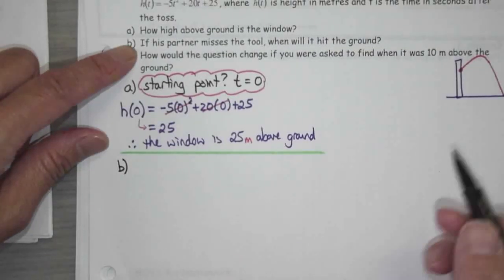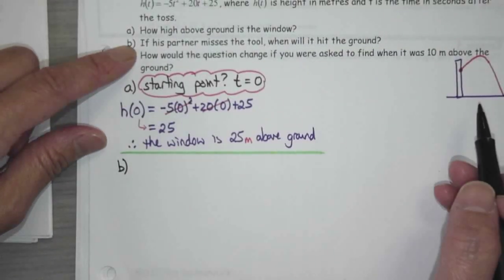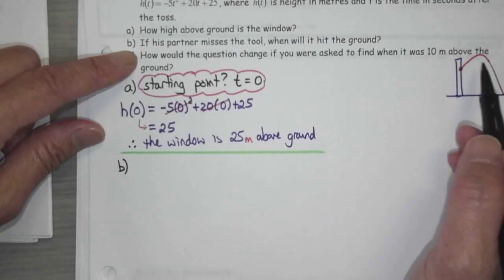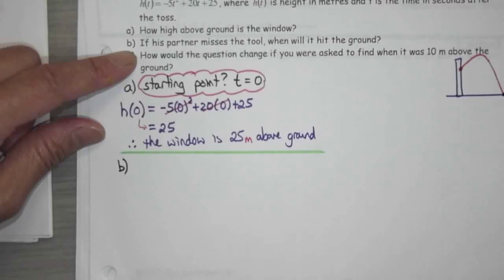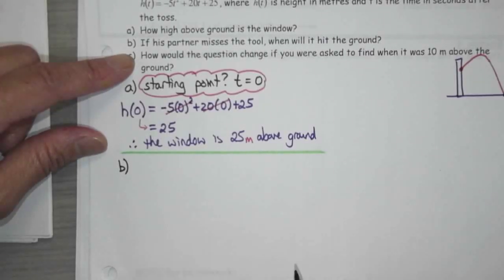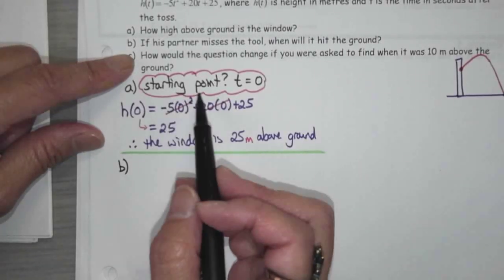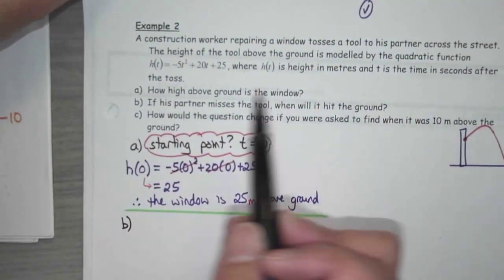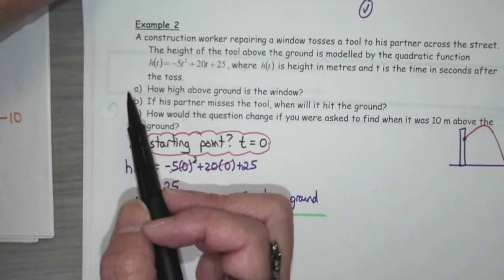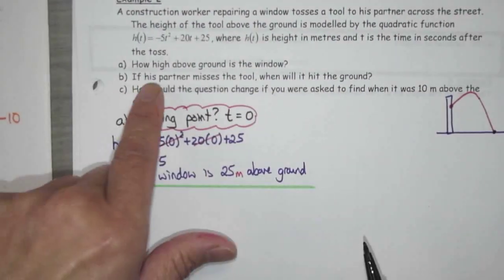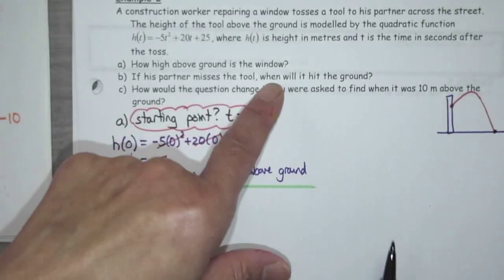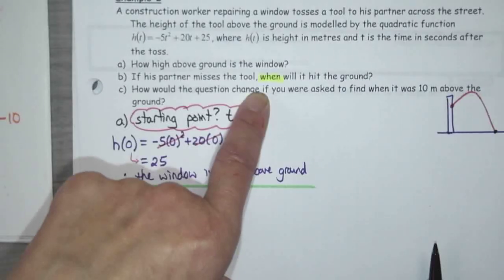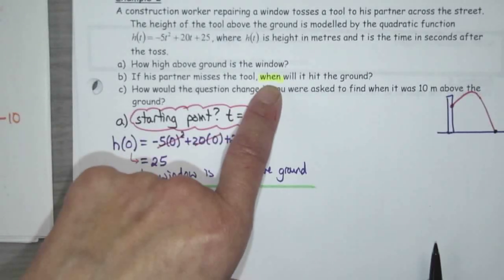if his partner misses the tool, I don't know where he was aiming for, when will it hit the ground? Right, so when will it hit the ground? So in my brain I go, wait, what are you asking? I'm asking something about the equation. You know there's an H and a T. I'm either giving you a T and you're finding the H, or I'm giving you an H and you're finding the T. Think about this. If his partner misses a tool, I'm finding the T. Does that make sense? I'm looking for T. When will it hit the ground?